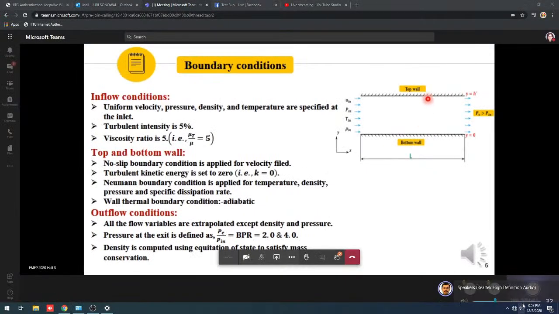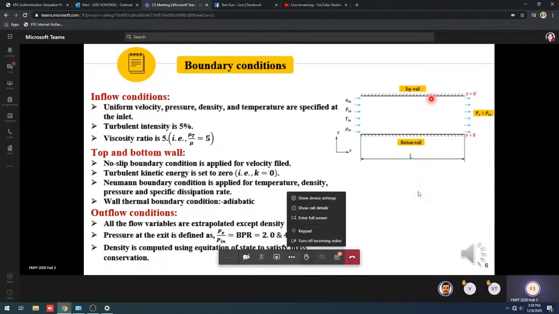Turbulent kinetic energy is set to 0 at the top and bottom wall. Neumann boundary conditions are employed to calculate the temperature, density, pressure, and specific dissipation rate at the top and bottom wall. Both the top and bottom walls are insulated, that is, an adiabatic boundary condition is imposed. All the flow variables except the pressure and density are extrapolated at the exit.